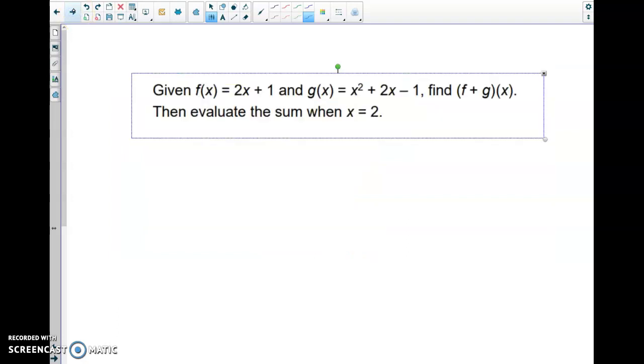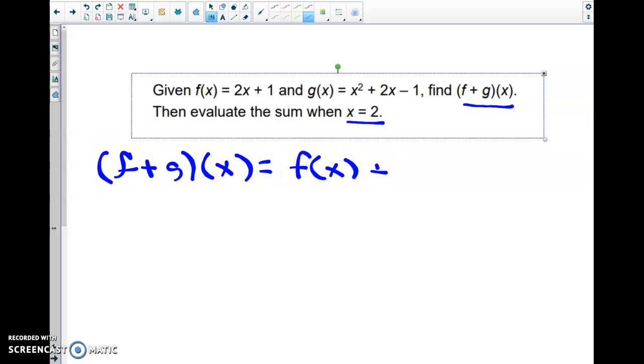All right, so now we're going to go a little bit further. Now we have two new functions, f of x and g of x. They asked to find f plus g of x, and then we're going to evaluate that new function for when x equals 2. So our equation that we just learned, f plus g of x, means the same thing as taking f of x and adding g of x to it.